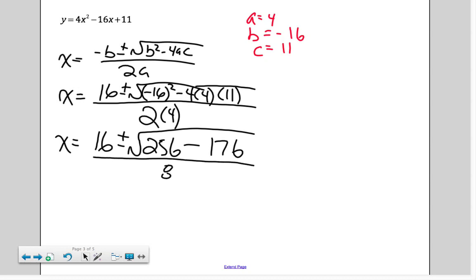Okay. Well, I could rewrite this as x is equal to 16 over 8 plus or minus the square root of, what's 256 minus 176? 80. Over 8.